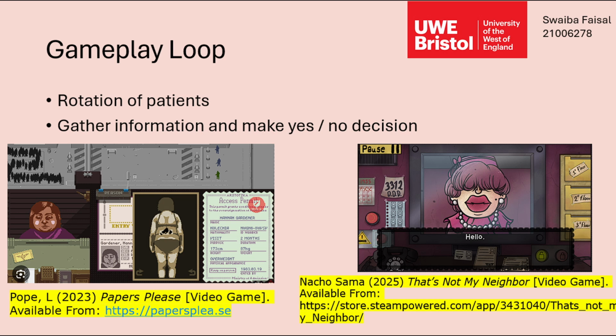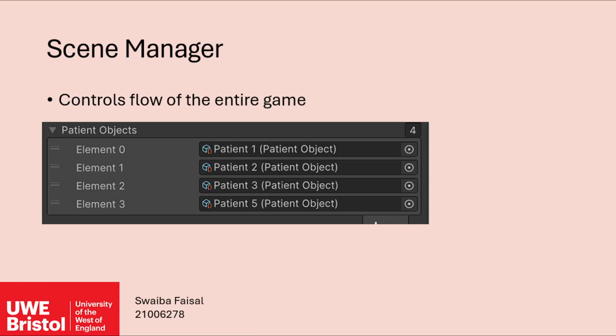In both of these games, you have a rotation of NPCs that you have to analyze and gain information on, and then make a yes or no decision for. So because the gameplay loop is very linear, you see one patient, you review the information, you make a decision, and then the next patient comes in.